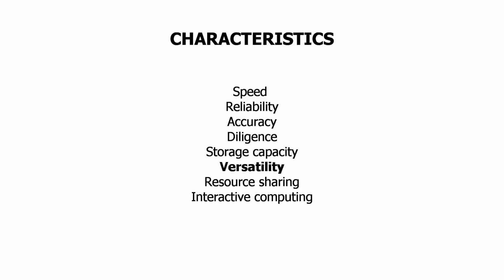Versatility. The multi-processing features of a computer make it quite versatile in nature. This feature allows it to perform multiple tasks simultaneously with equal ease. For example, we can use a computer to type a letter, listen to music, print a document, etc. at a moment.